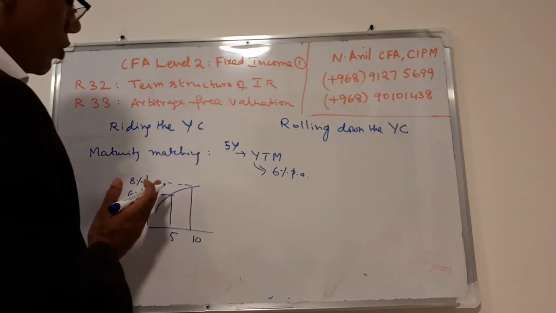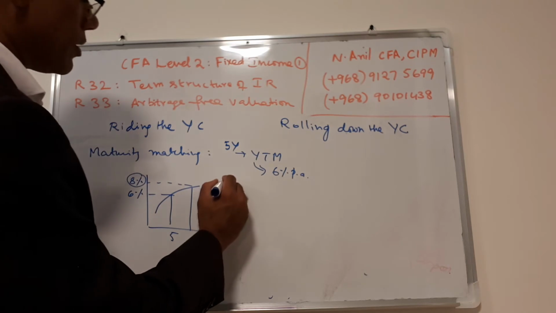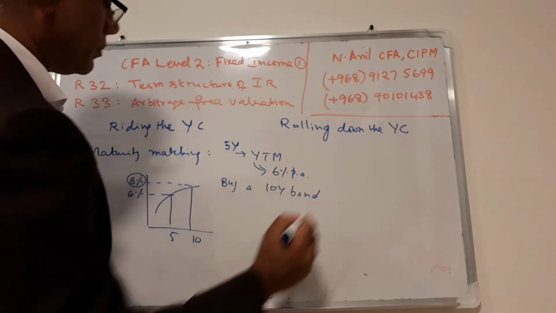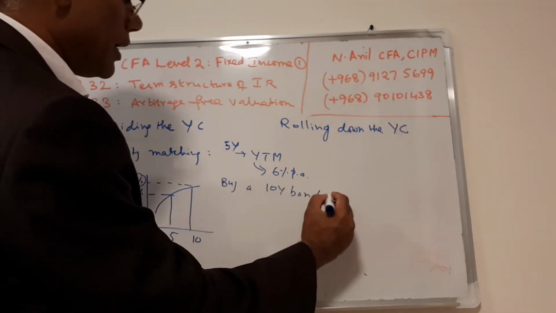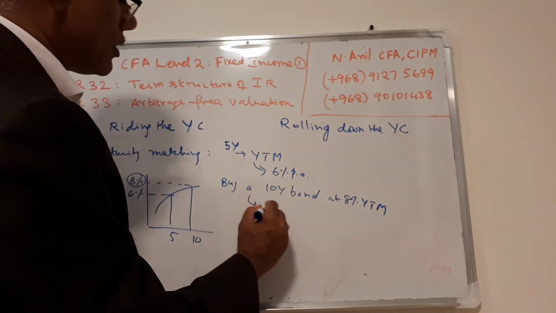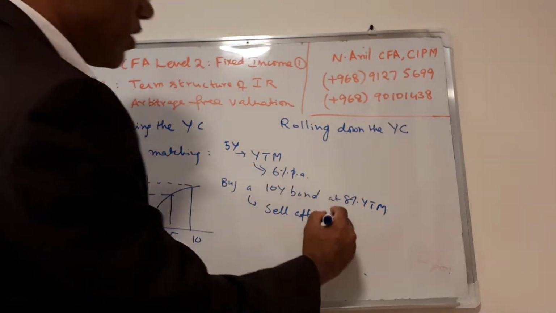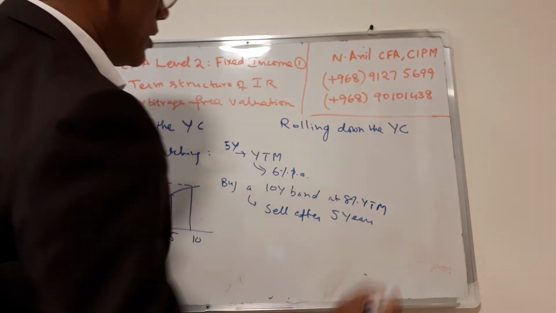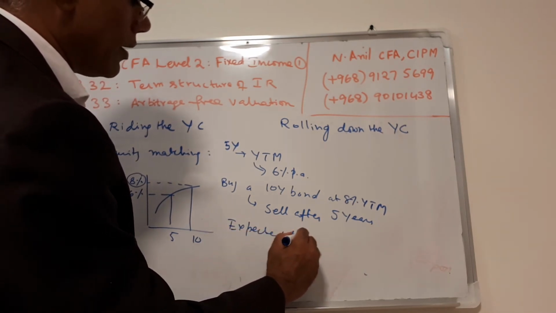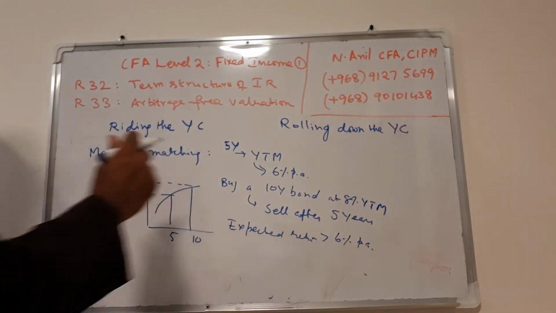So riding the yield curve, because the interest rates are going higher, you can buy an 8% bond but hold it for 5 years. Buy a 10-year bond at 8% YTM, and then you sell after 5 years. If the expected return is greater than 6% per annum, then you have made money using this. This is called riding the yield curve.